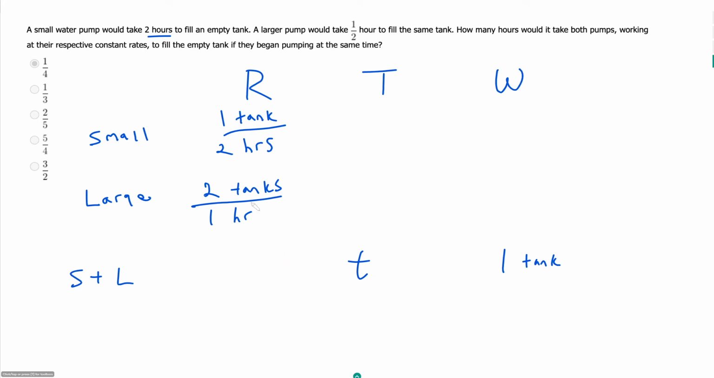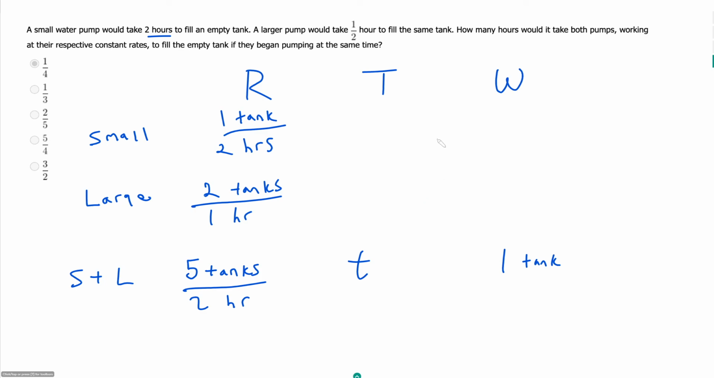So what is my combined rate? It's just the sum of my 2 individual rates. And so 1/2 plus 2 is 2.5, which is 5 halves. So in other words, that means 2.5 tanks per hour is the same as 5 tanks every 2 hours.